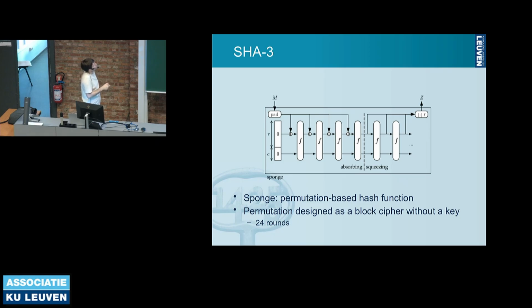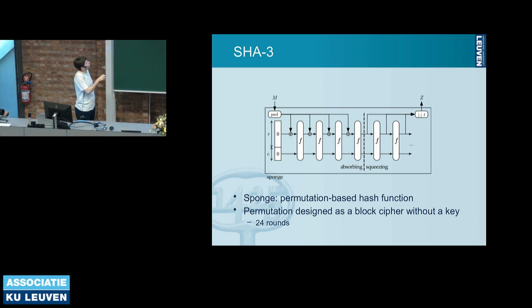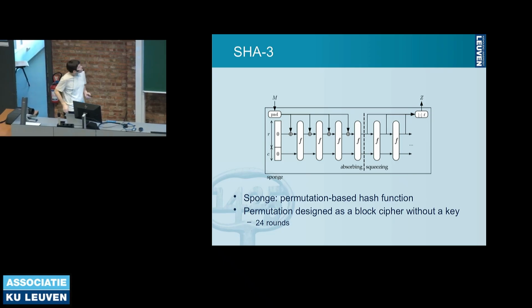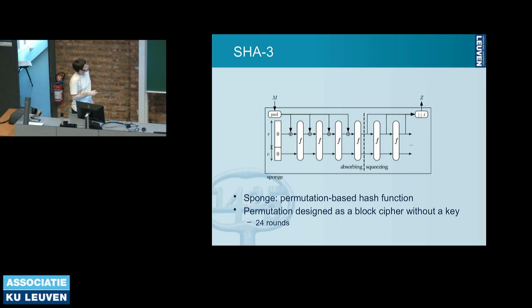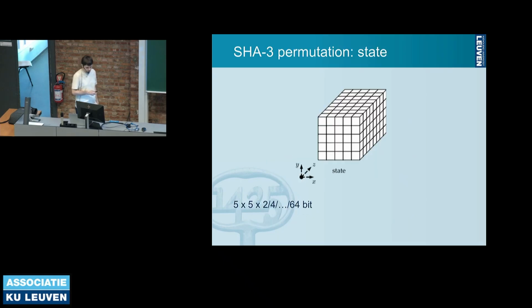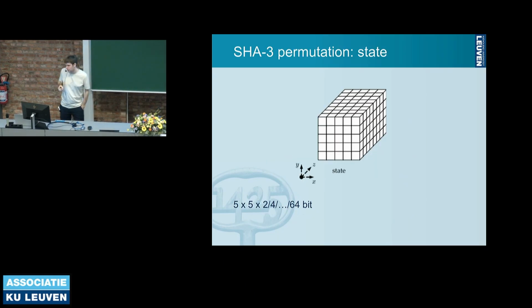So here this f is just a permutation. But it's clear that this permutation must be, for example, such that if you know part of the output here, it shouldn't be easy to compute part of the input. I need this to be unstructured. In the case of SHA-3, the permutation f is actually Keccak, and it operates on a 3D state. I'll just go very quickly through this.